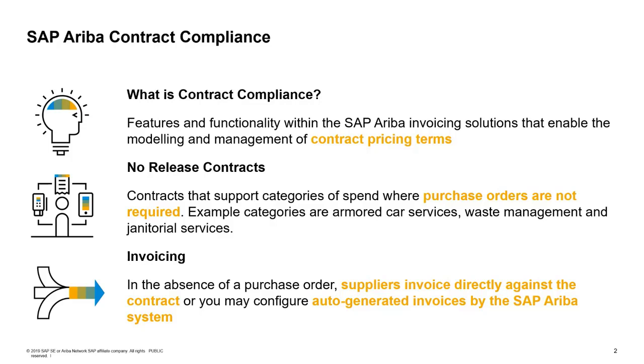These types of contracts contain terms that do not require a release or a purchase order in order to procure the material or service. Organizations typically use this type of contract for planned recurring services when internal processes do not dictate the necessity of a purchase order. Supplier invoices can either be auto-generated or you can allow suppliers to create invoices directly.